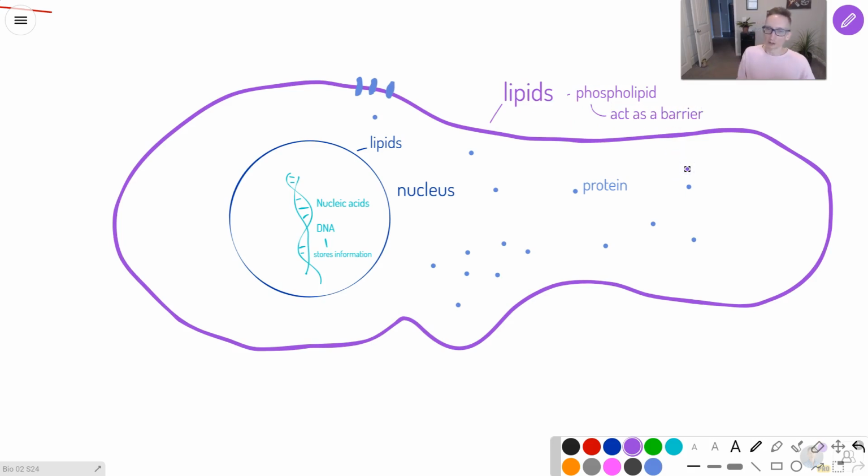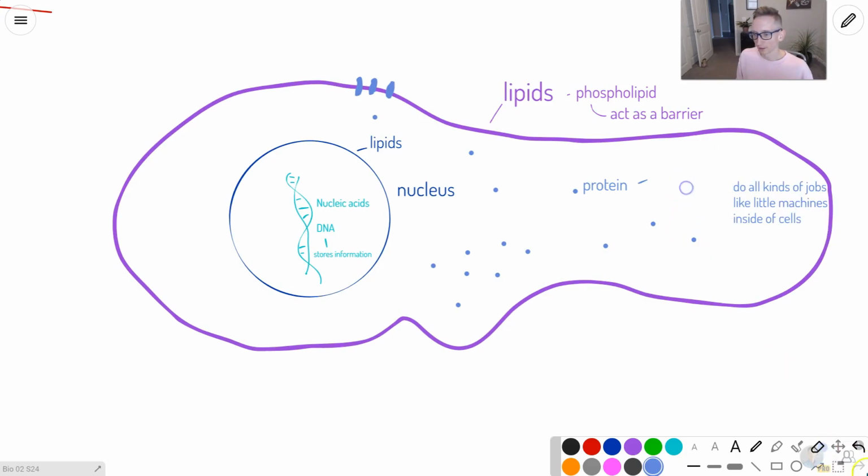Lipids also act as an energy source, but here they're acting as a barrier, and they store information. These proteins do all kinds of jobs. They're like little machines inside of cells. That's what a protein is. It's a tiny little machine.